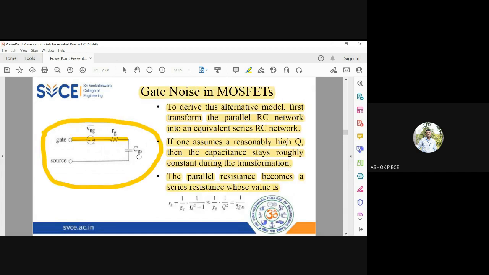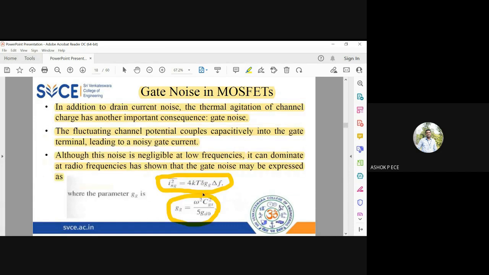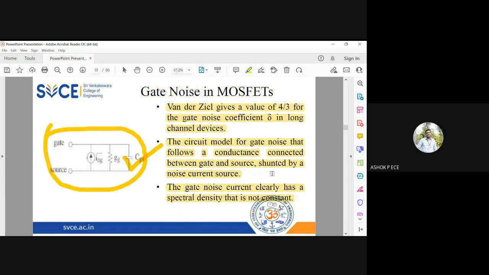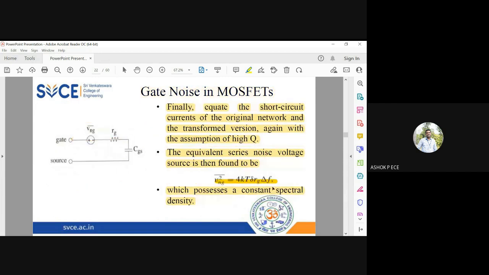But previously in the expression for current, we had an omega term. You know omega equals 2 pi F. Whenever F comes in your expression, it means there is a very strong dependence on frequency in the noise power of your circuit. But here in the modified equation, we don't have a term involving frequency. So I can say it has a constant spectral density.